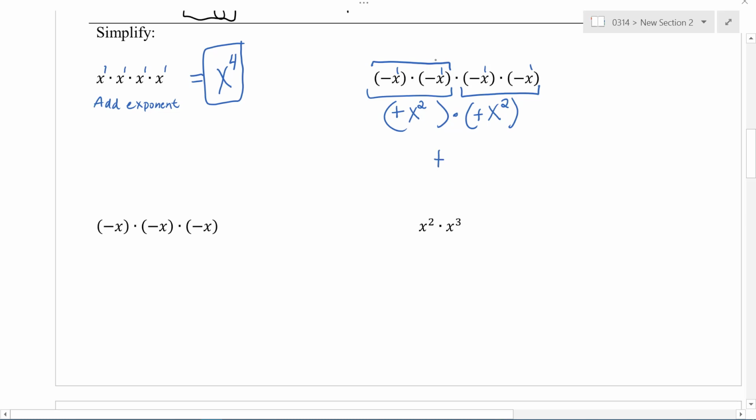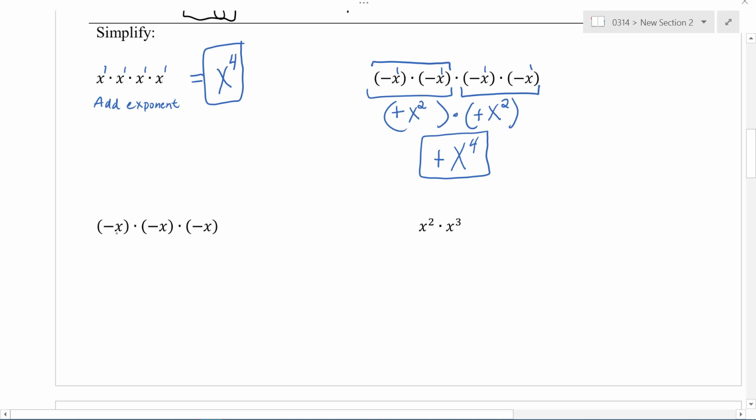How many x's overall am I multiplying together? Well, I can go up here and see that I'm multiplying 4 of those x's together. I can also see from here that I'm multiplying 2 x's times another 2 x's. I can add those exponents. 2 plus 2 gives me a final exponent of 4. So all of that simplifies to be a positive x times itself 4 times.